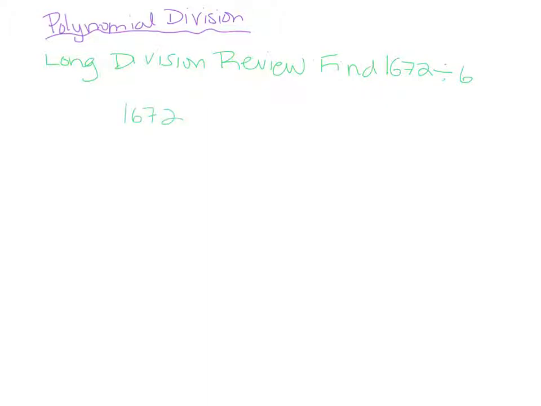1672 by 6. And just start by recalling that this 1672, which you'll see under your division sign, is called our dividend. The 6 is called our divisor. The answer that you get from that is going to be our quotient. And you might also have a remainder. So let's go ahead and do this problem.